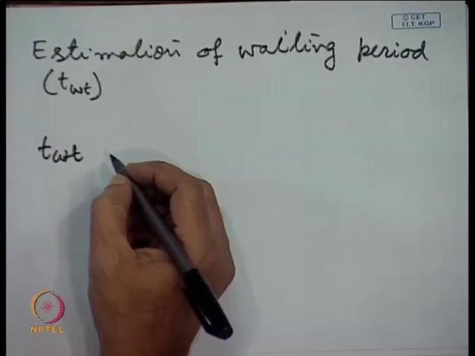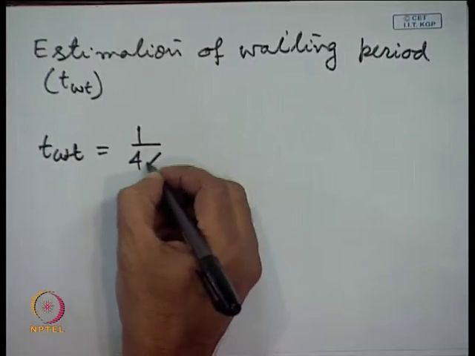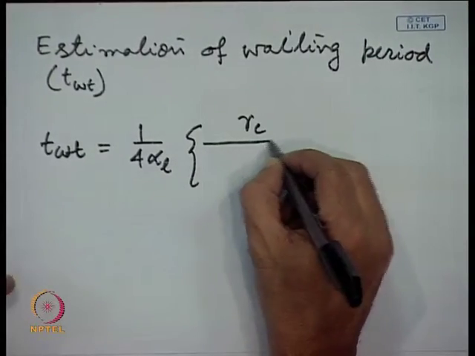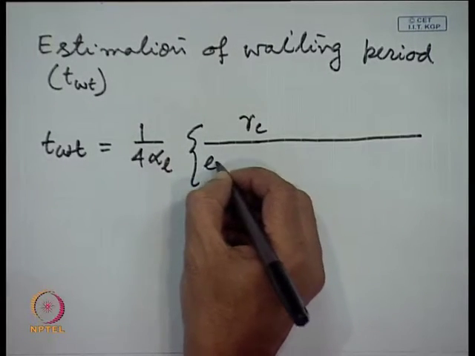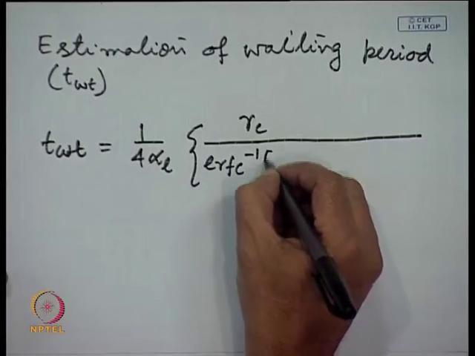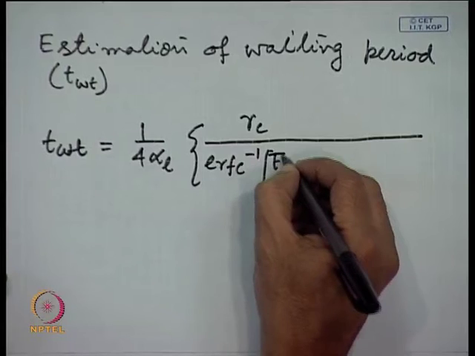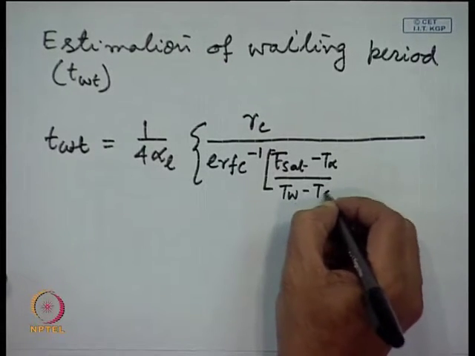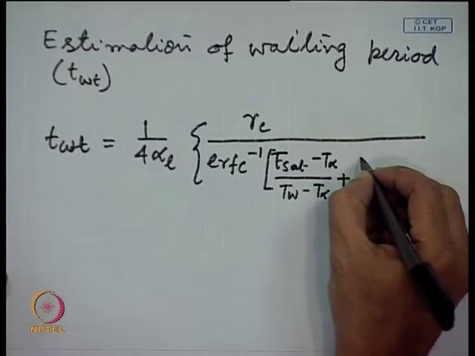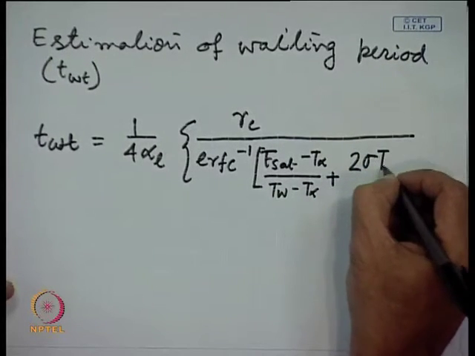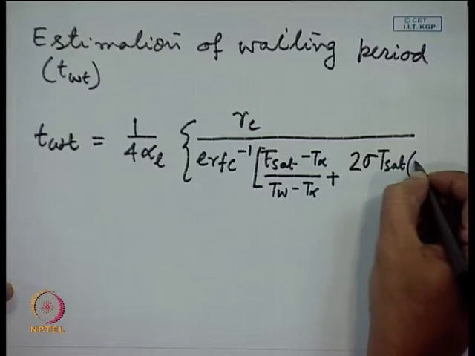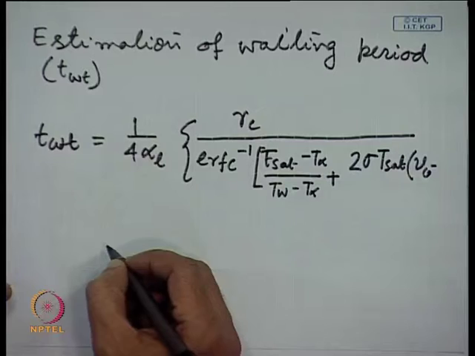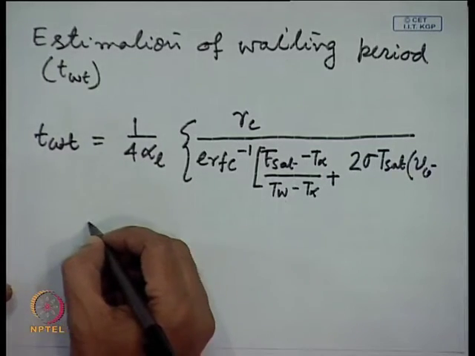t_WT is equal to 1 by 4 alpha_L, r_c. Waiting time will be different for different cavity radius. This is (T_sat minus T infinity) by (T wall minus T infinity) plus 2 sigma T_sat, v_v minus, I think I have to write this part separately, otherwise it will not be clear. So, let me write it separately.